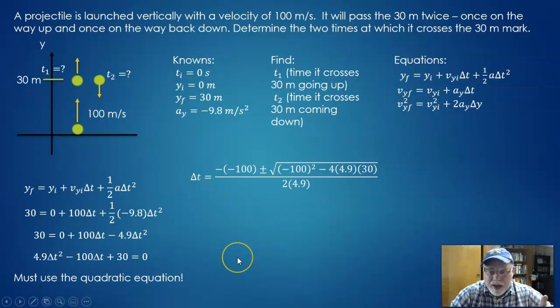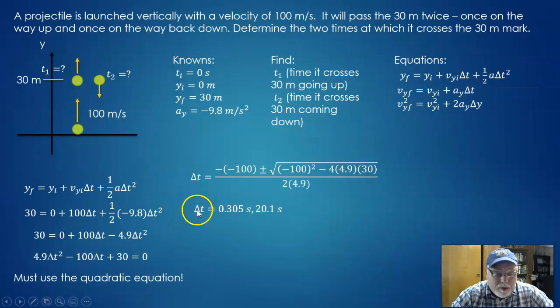And when I solve that, I'm going to get two values, right? Because I have a plus and a minus here. And so I get two values, 0.305 seconds and 20.1 seconds. But guess what? I expect two values because I'm crossing that point twice at two different times.